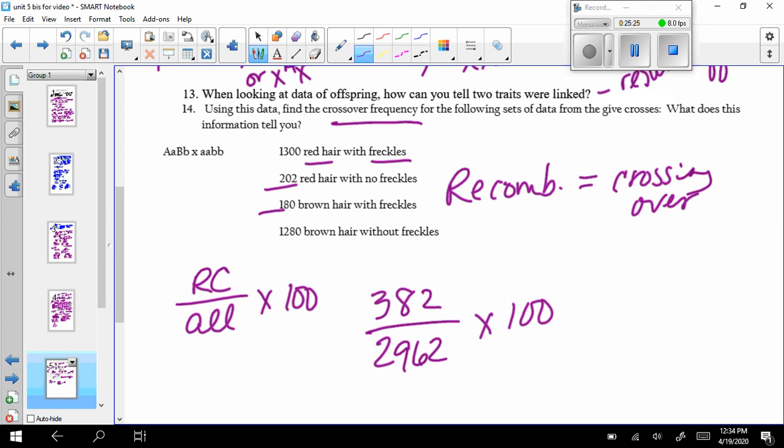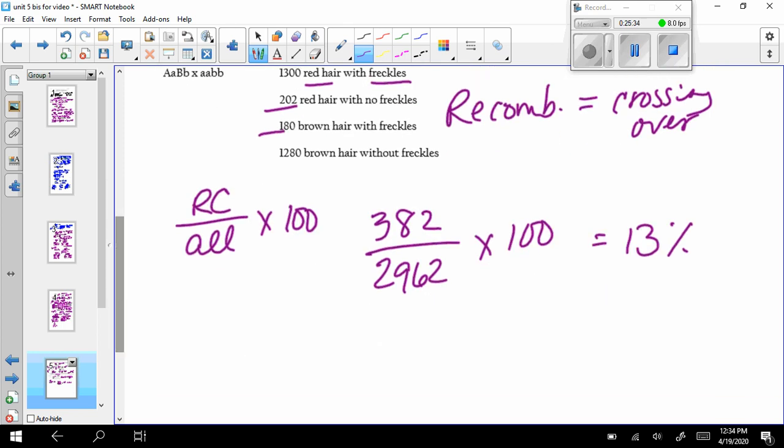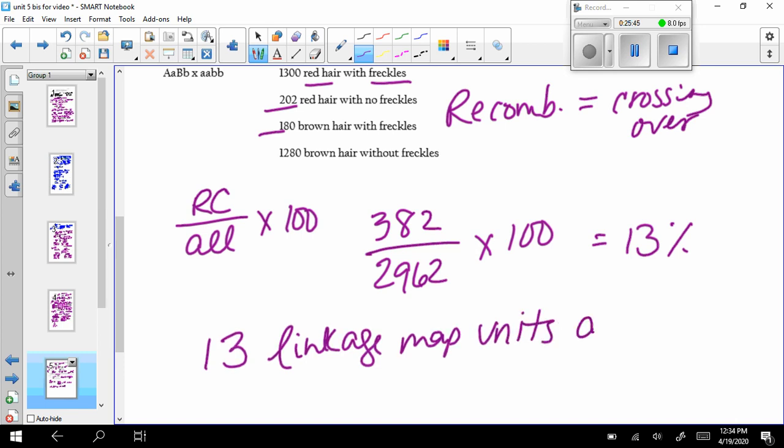And I get that the crossover frequency is 13%. This also tells me a really important piece of information. It tells me that they are 13, it's called linkage map units, apart on the same chromosome.